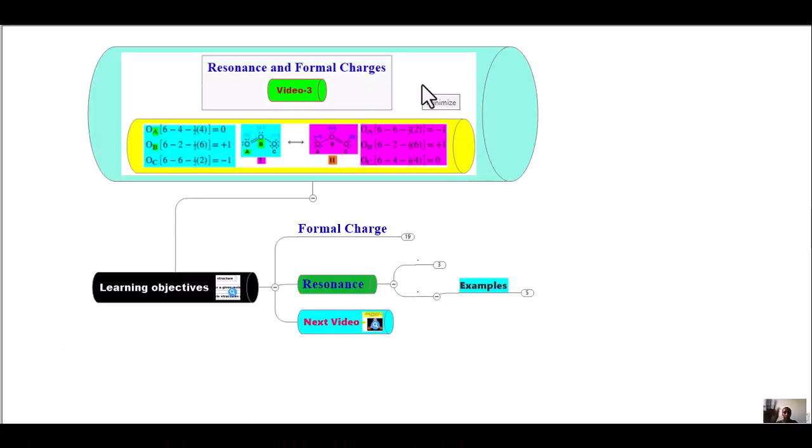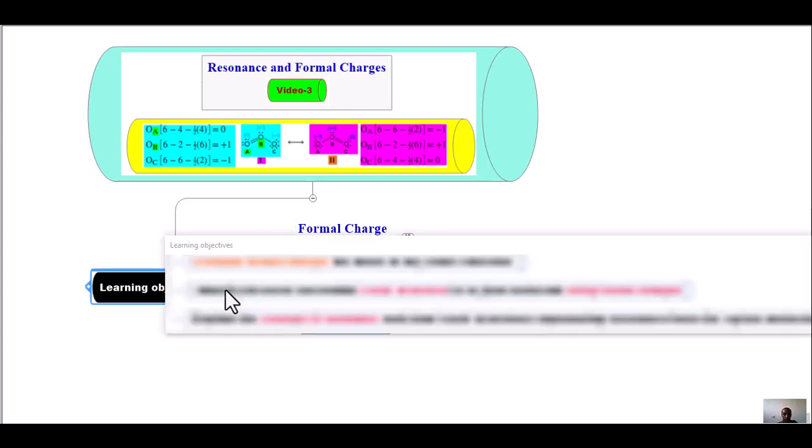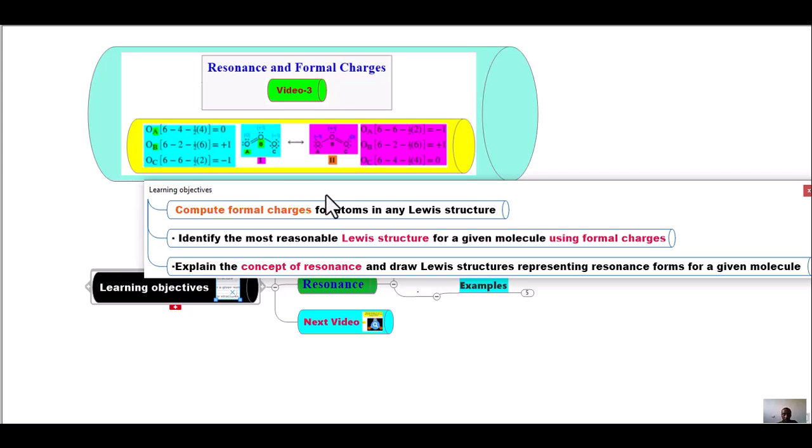Hello students, this is the third video of chapter 6, that is for resonance and formal charge, and the learning objectives of this video are: 1. Compute the formal charges for atoms in any Lewis structure. 2. Identify the most reasonable Lewis structure for a given molecule using formal charge. 3. Explain the concepts of resonance and draw Lewis structures representing resonance forms for a given molecule. These are the 3 learning objectives of this video.